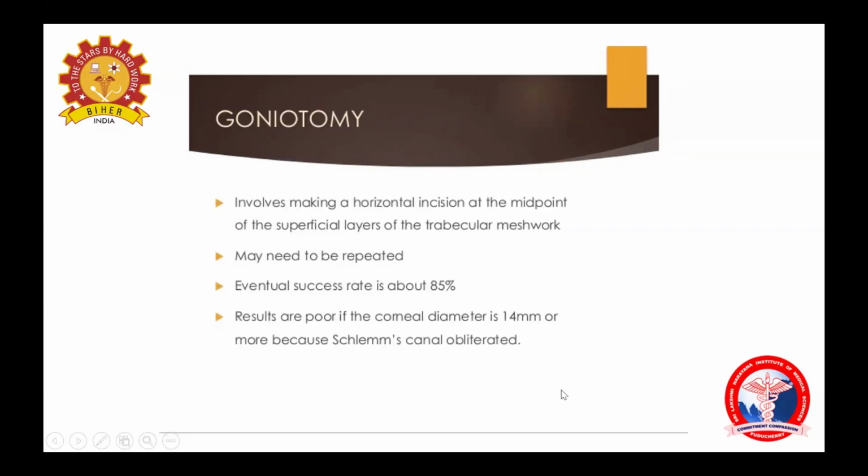So goniotomy involves making a horizontal incision at the midpoint of the superficial layers of the trabecular meshwork. This may need to be repeated, which would ultimately lead to a success rate of approximately 85%. The results are poor if the corneal diameter is 14 millimeters or more, because in those eyes, the Schlemm's canal is obliterated.